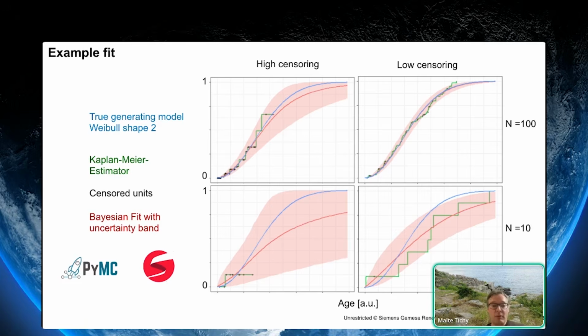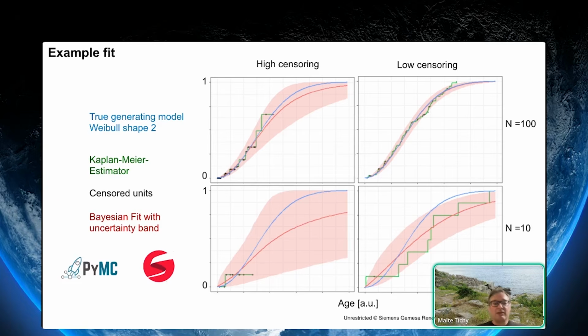You also see how this uncertainty band has very different shapes. If you start on the lower left, we have observed only one failure, and we train a model on this one failure. Not too surprisingly, there's a huge uncertainty band coming out of that. Now, if we increase the data size, we have observed more failures, and the uncertainty band becomes smaller. The same thing happens if we go right. We have only 10 units still, but we have lower censoring, and the uncertainty band becomes smaller. And if we have both low censoring and lots of data, in the upper right, then the uncertainty band becomes much narrower, and the Bayesian fit matches the true generating model really well.